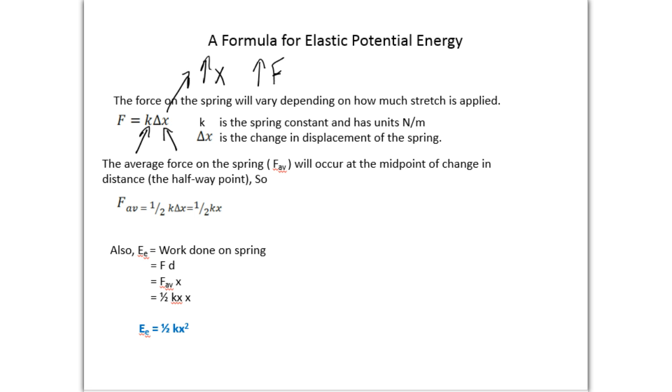Now the average force on a spring will occur at the midpoint, or the halfway distance. So instead of going through all the details there, and you can go through them if you like, here's the part that you need to remember. To calculate the elastic potential energy in a spring, it's half k times x squared. And remember, x is the amount of stretch or compression.